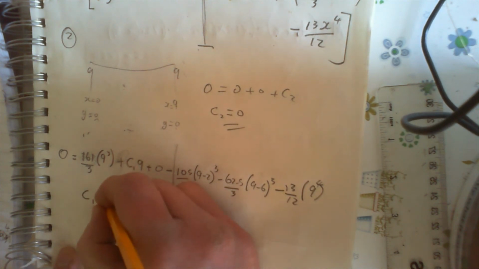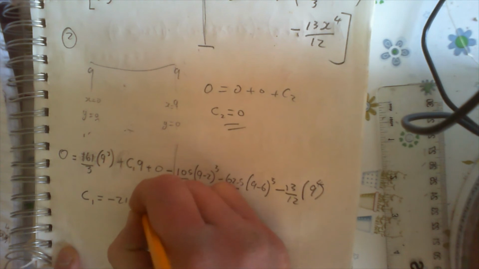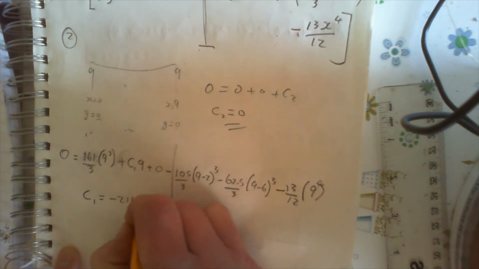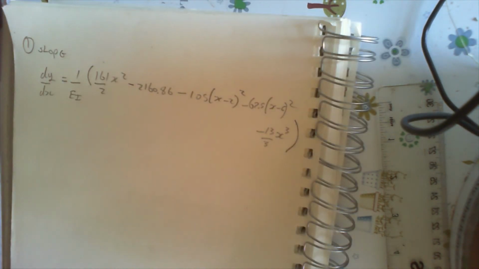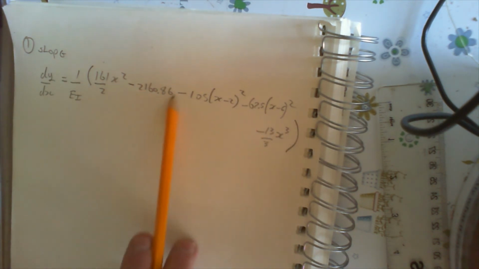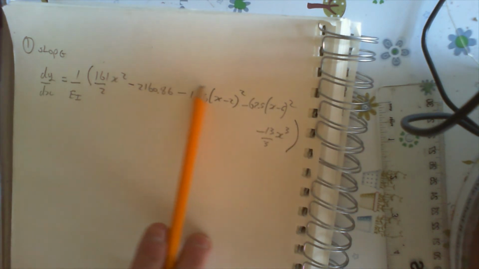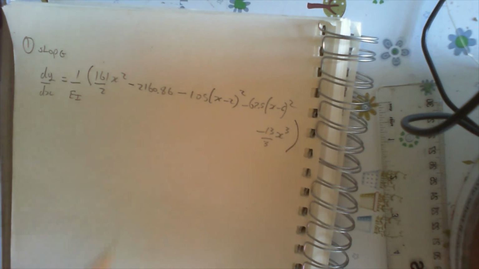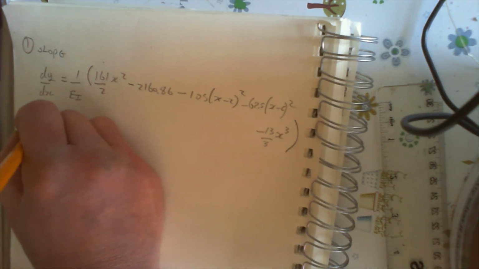That works out at C1 equals minus 2160.86. Now we just plug that back into the equation. You put that in equation 1, which gives you your slope, and that will give you the slope at any point x along your beam, and do the same again for your deflection.